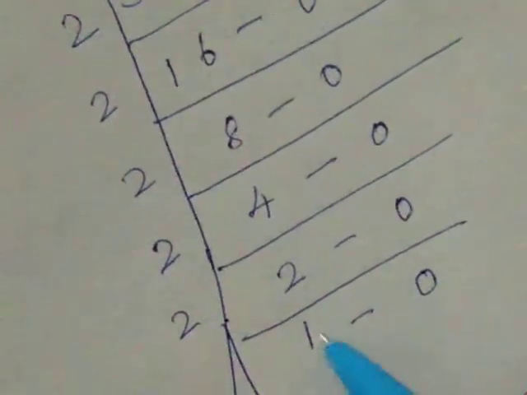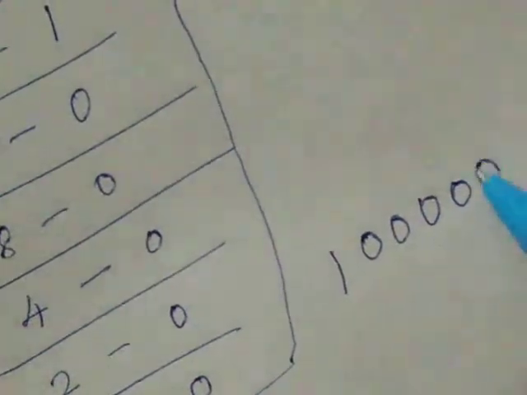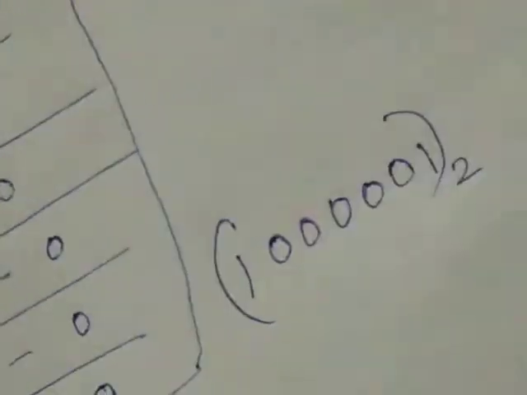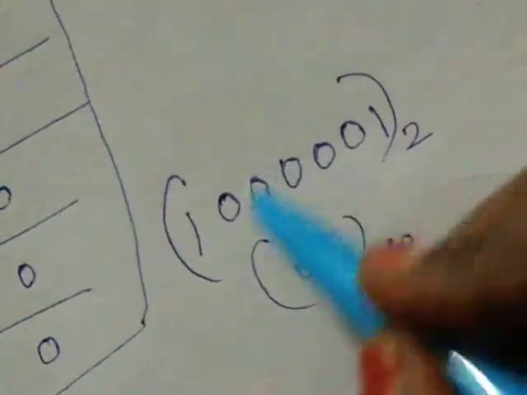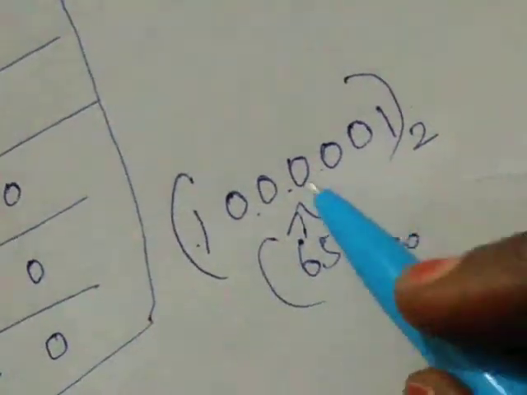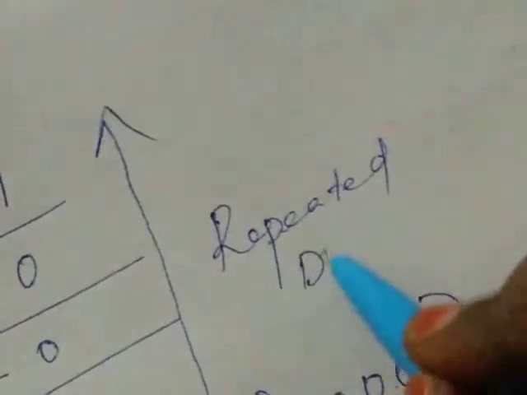Now we have to write all these remainders from bottom to top. So 1 0 0 0 0, how many zeros? 1, 2, 3, 4, 5 zeros, and then 1. So this is the equivalent binary number for this 65 decimal number: 10000001. This is the binary number. This is one method, called repeated division by 2.